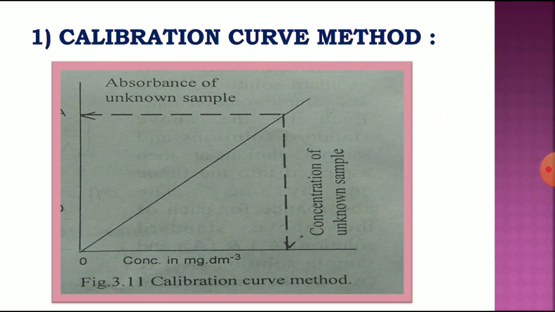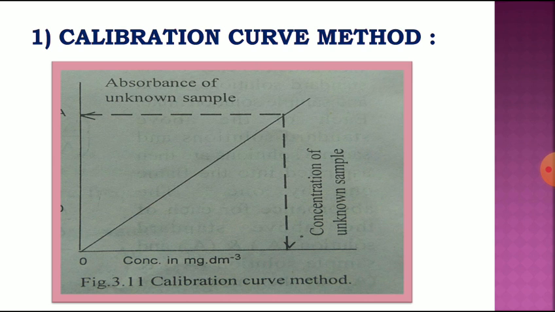So for that purpose, with the help of the absorbance of the unknown sample solution, we locate that absorbance on the straight line which is passing through the origin, and from there when we go to the x-axis we will get the concentration. In this way we can find out the concentration of the unknown sample solution. This is actually the calibration curve method.